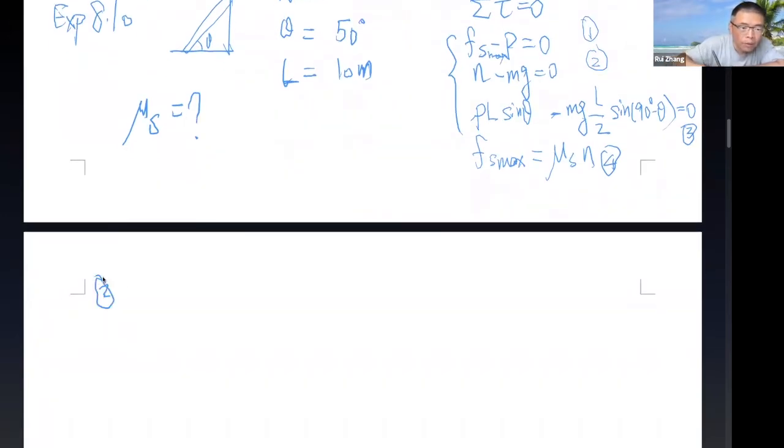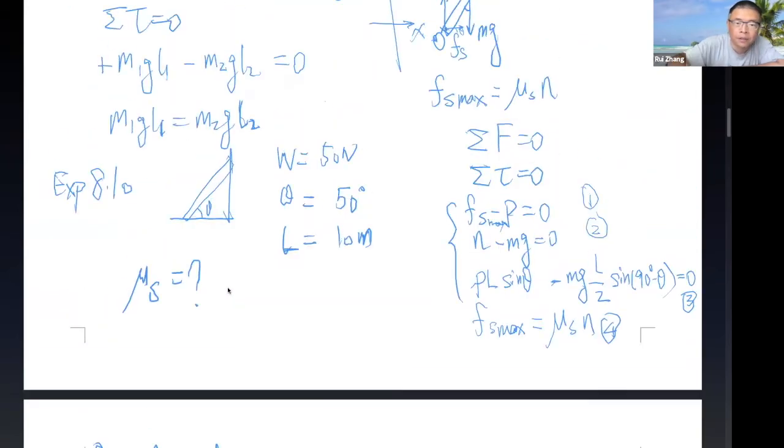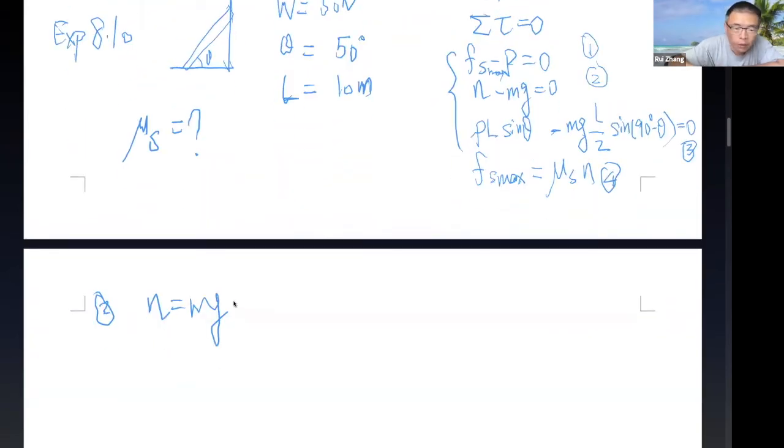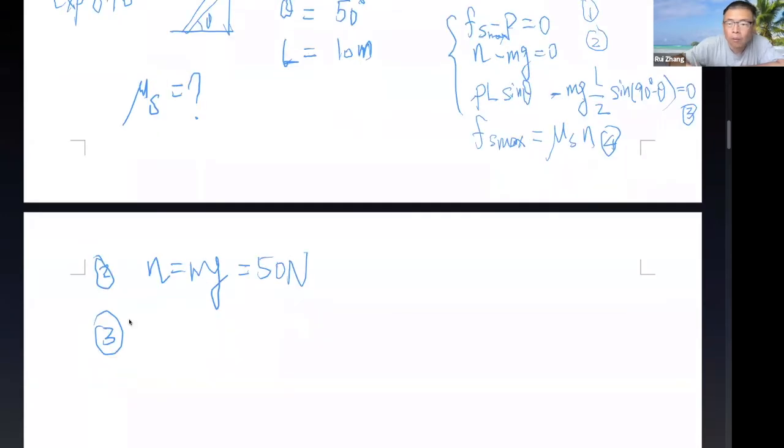So the second equation, we got N equals mg, with mg given as 50 Newton. So just 50 Newton here. And then we do the third equation, we can get P. So let's plug in a number right here. By the way, L cancels out here. So you have P times sine 50 minus mg over 2. Remember this L is canceled out. So it's sine 40.